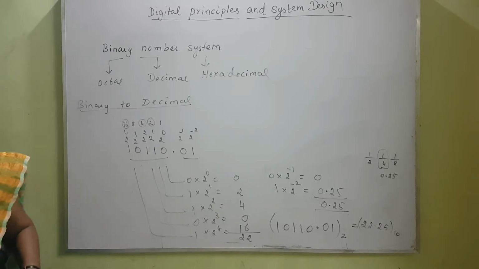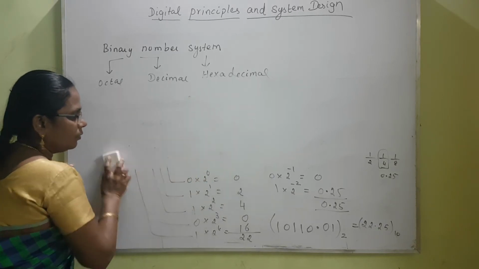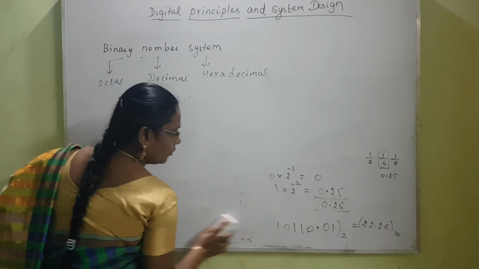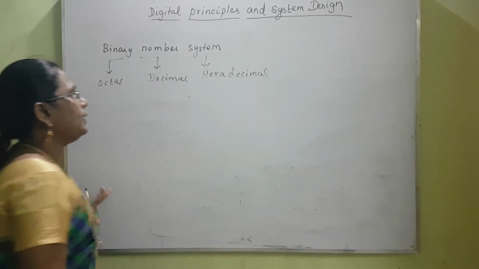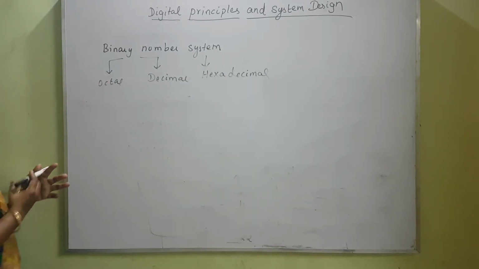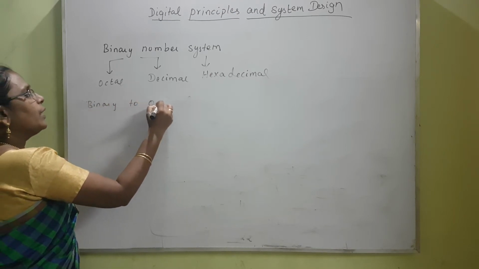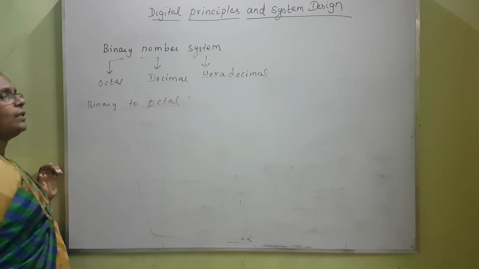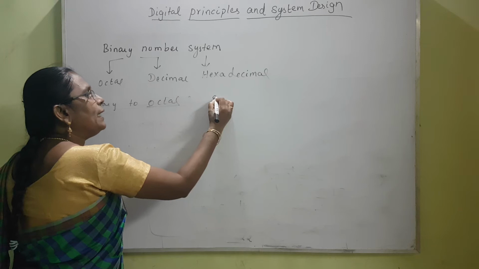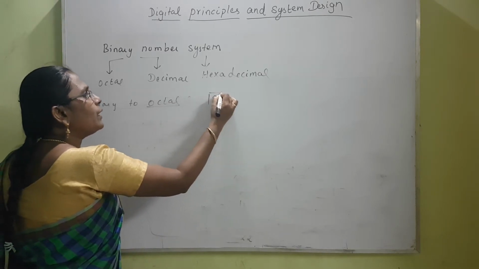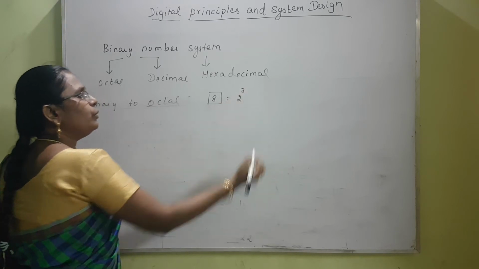The next conversion we are going to see is binary to octal. Now when you look here, octal, how many digits does the octal have? It has 8 digits. So 8 digits are 2 to the power how much is equal to 8? 2 to the power 3 is equal to 8.